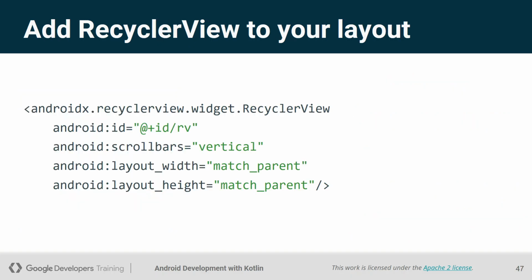Add the recycler view to your layout. So for you to add a recycler view, you have to use the AndroidX RecyclerView widget, and then you define it to be a recycler view. And for that, you define it using the ID rv for recycler view. Then you can use the orientation here to be scrollable, then you can use the scroll bars. Then how do you want them to scroll?